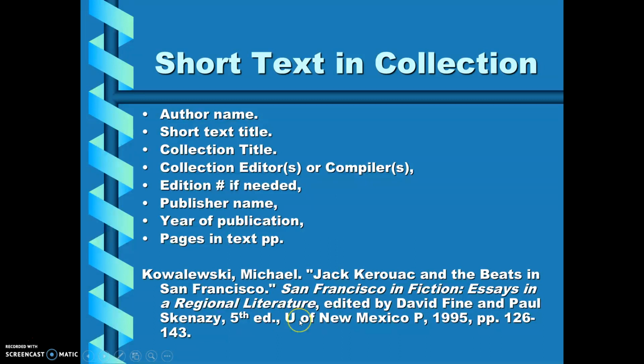Then we go again to the name of the publisher, in this case University of New Mexico Press, followed by the year. Now these page numbers here are the page numbers for the whole text that you're citing, not just the pages that you cite within your essay, but the whole range of page numbers for that entry in the original source. Okay? I want to be clear about that.